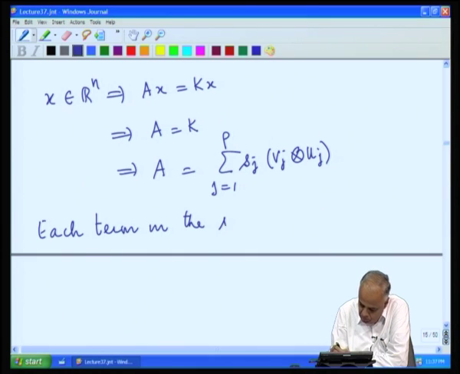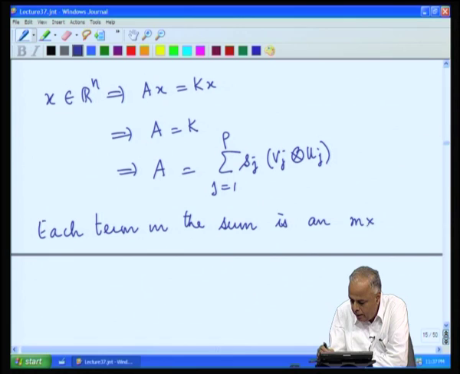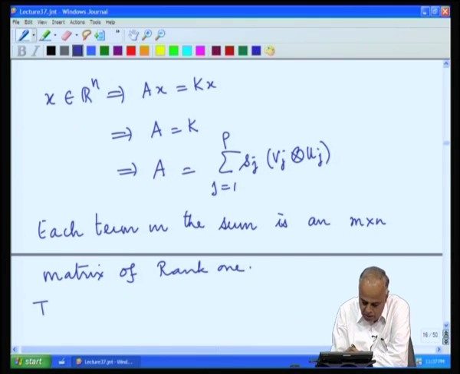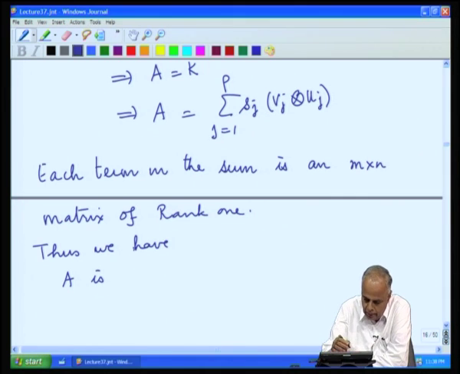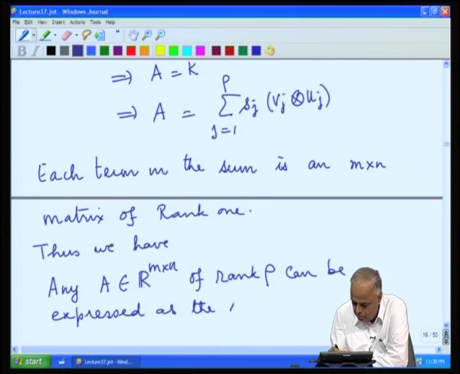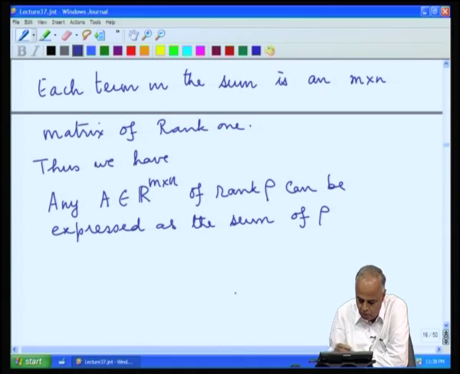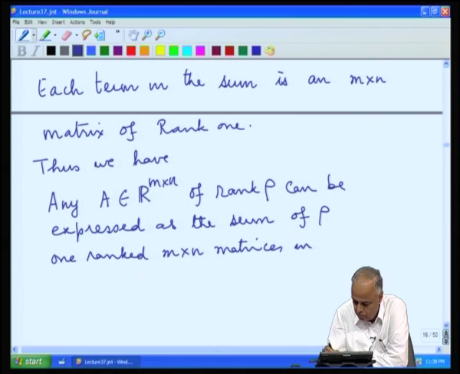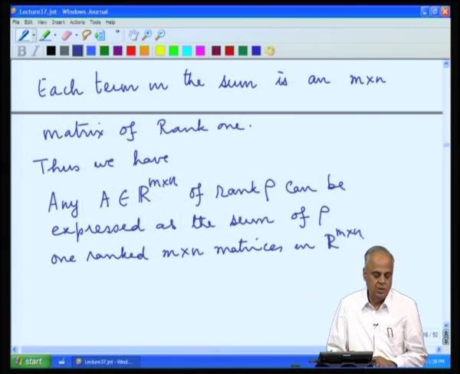So, each term in the sum is an m by n matrix of rank 1. Thus, any A belonging to R m cross n of rank rho can be expressed as the sum of rank 1 m by n matrices. So, thus we have the sum decomposition of a rank rho matrix.